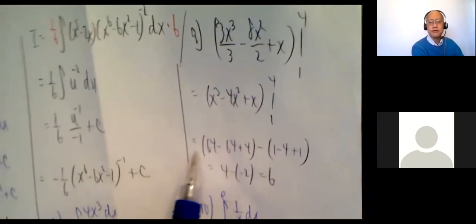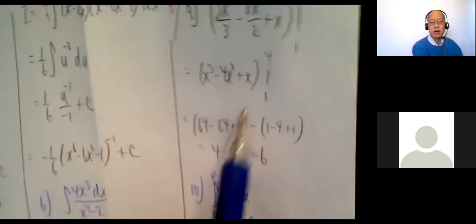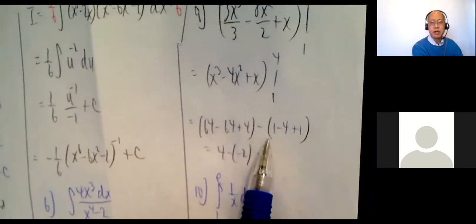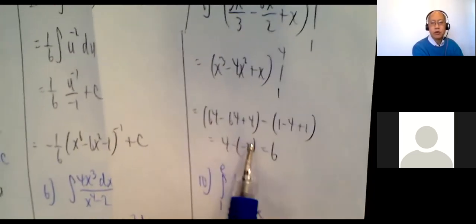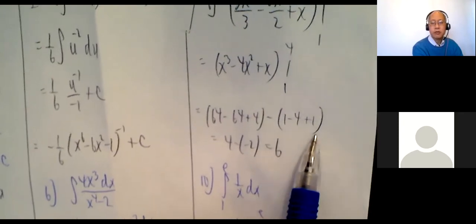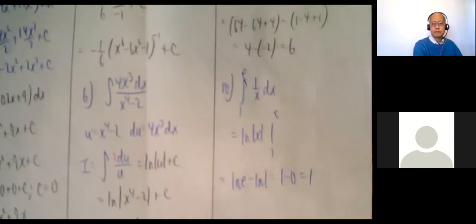From 1 to 4. Okay, plug in 4. 4 cubed is 64. Minus 4 times 4 times 4, which is also 64. So these cancel out. Plus 4. Minus, plug in 1: 1 minus 4 plus 1. So that's 4. And 1 minus 4 plus 1 is negative 2. 4 minus a negative 2 is 6.